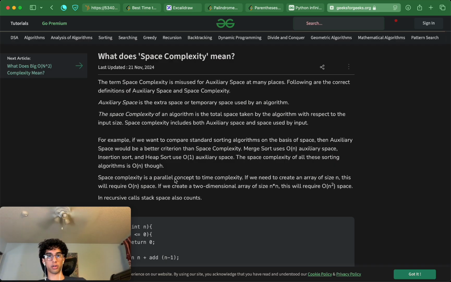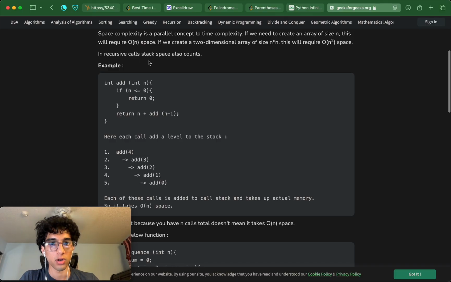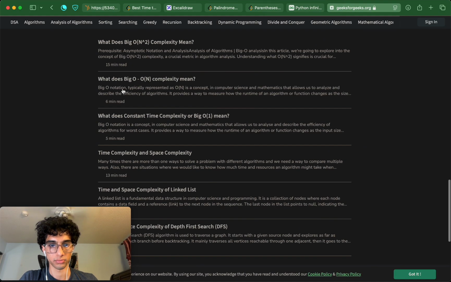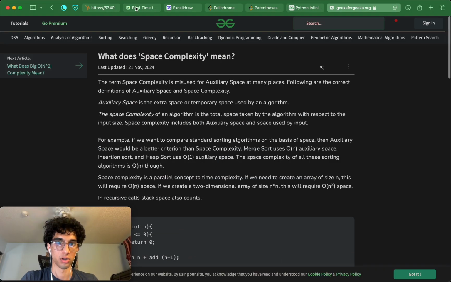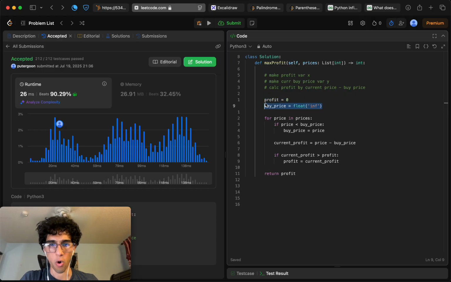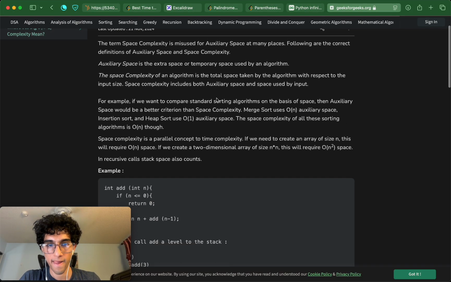Space complexity of all these sorting algorithms is O of n though, because why? What? Space complexity of an algorithm is total space taken by the algorithm with respect to the input size. So since the input size is n, it would always be O of n. Space complexity is a parallel concept to time complexity. If we need to create an array of size n, this would require O of n space. In recursive calls, stack space also counts. Okay. So, based on this definition, the auxiliary space would be O of 1, and the space complexity would be O of n. Does that make sense? Dude, it feels wrong.